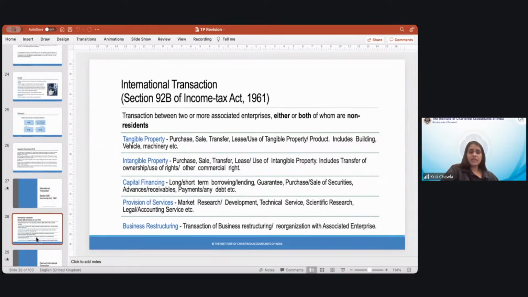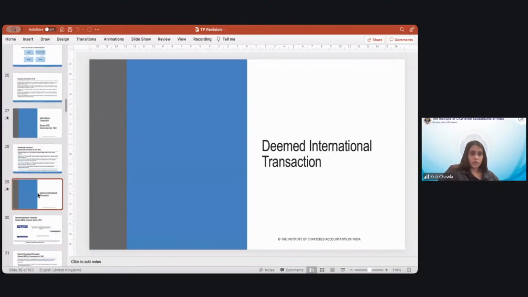International transaction could be anything, tangible property transactions. So, purchase and sale of tangible products, intangible products, building, vehicle, machines, etc. Intangible property, sale, purchase, or use of it, capital financing. So whether it is loans and guarantees, all these are international transactions. It could be provision of services, so market research services, development services, accounting services, etc. And then business restructuring transactions.